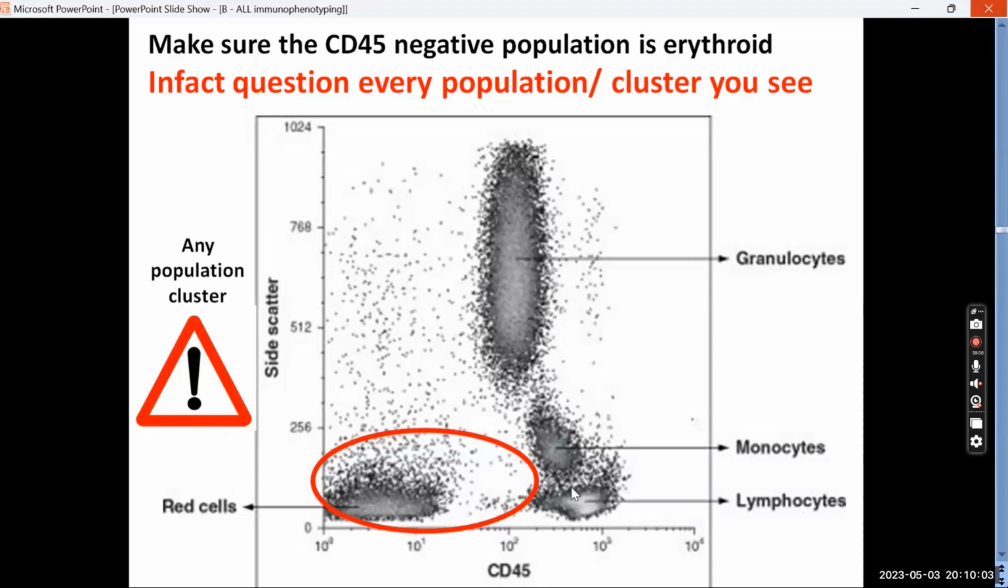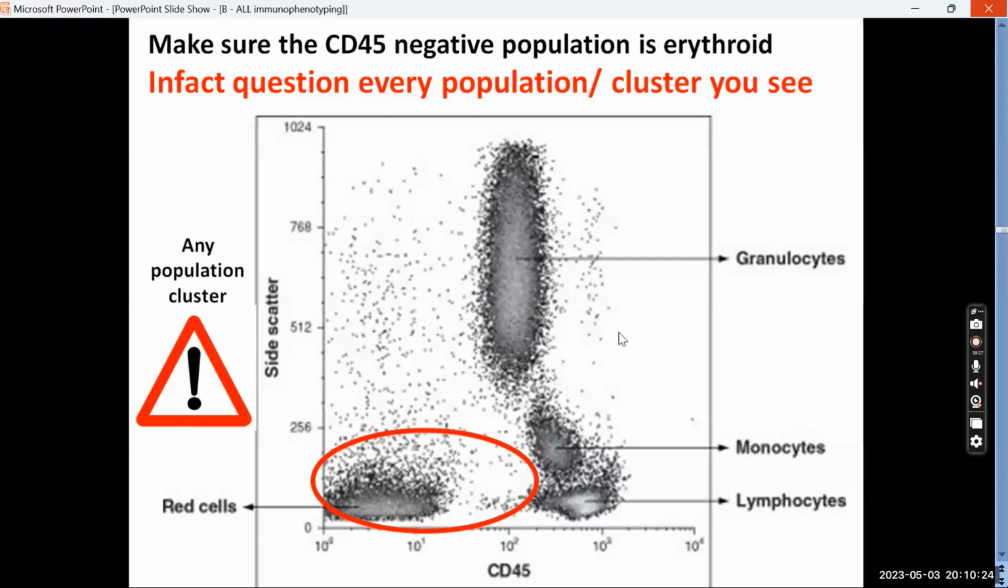And in fact, a very important point is to question every population cluster you see. This is lymphocyte, make sure it's lymphocyte. Make sure it's monocyte. Make sure it's neutrophils. Make sure this is erythroid. Question every population you are seeing. Because if you see blast in the morphology and the flow plot looks like this, there's something wrong. The blast could hide somewhere. You need to explore and find it out.